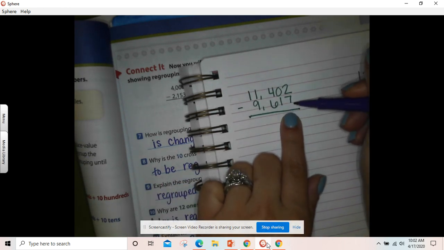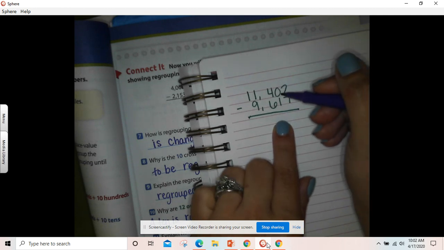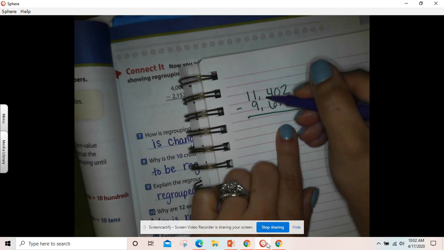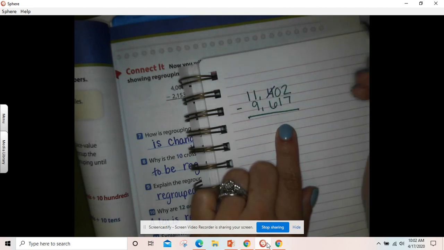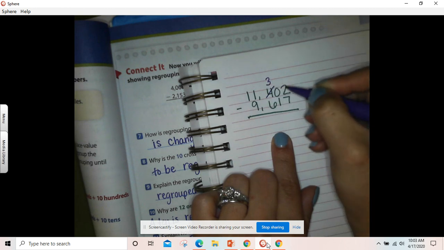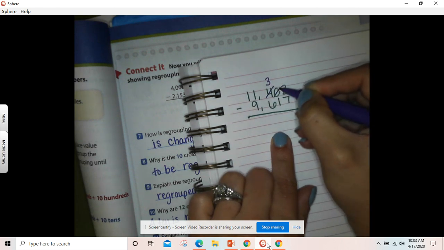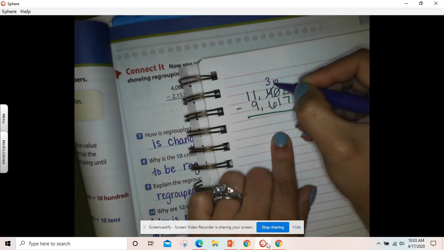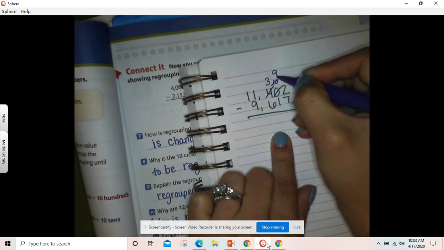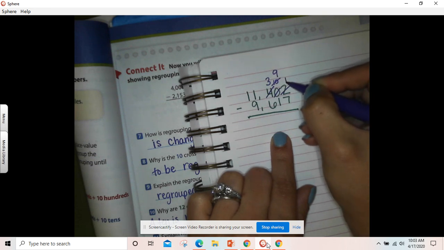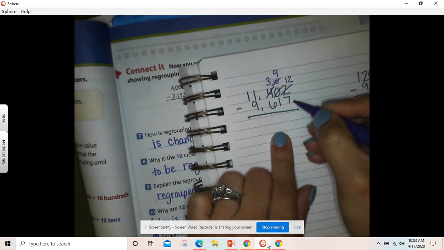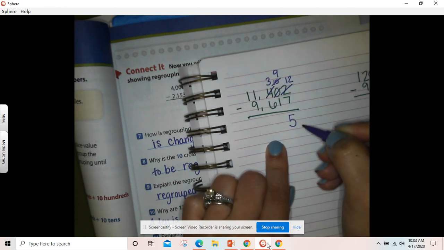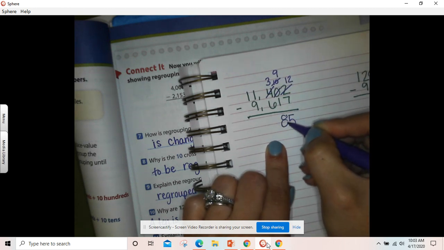I cannot take 7 away from 2, so I need to borrow. And there's nothing in my tens place to borrow from, so I'll have to hop over to my hundreds place and change my 4 to a 3. That will give me 10 in my tens place. And I'll take that 10 and change it to a 9, and my 2 becomes a 12. 12 minus 7 will give me 5. 9 minus 1 should have given me 8.